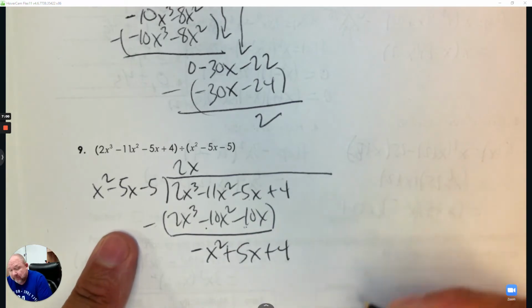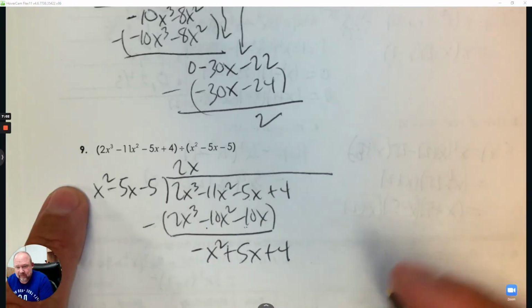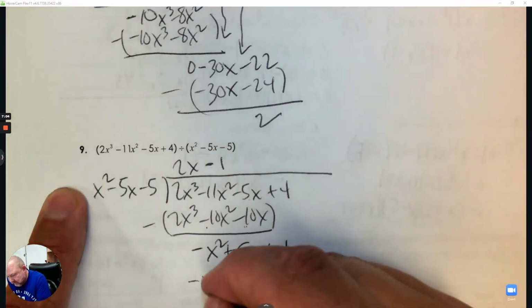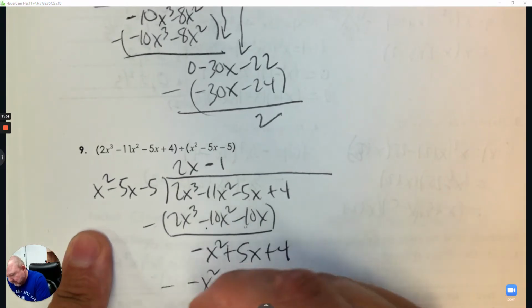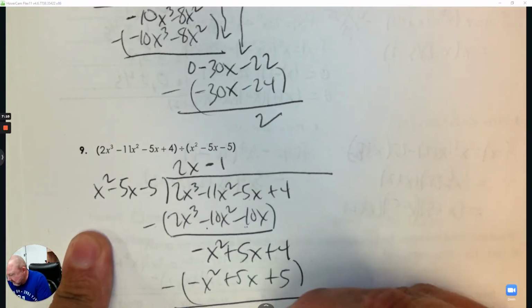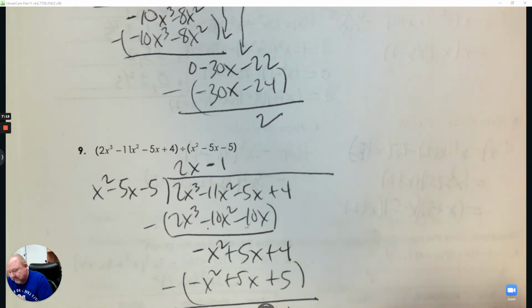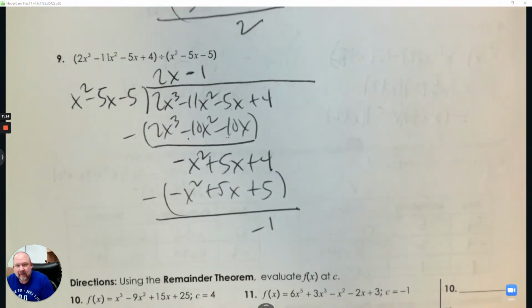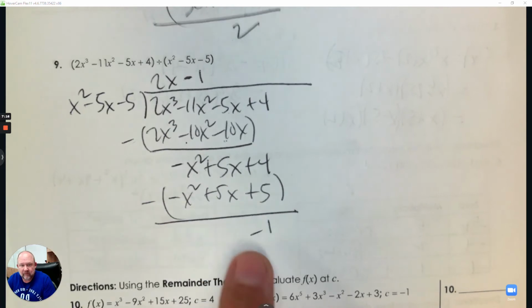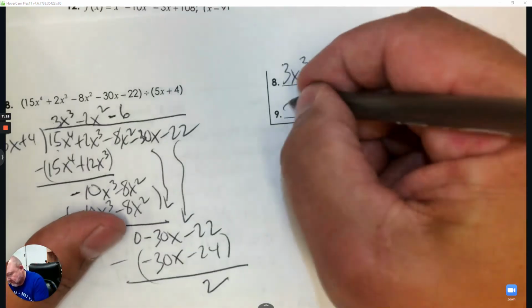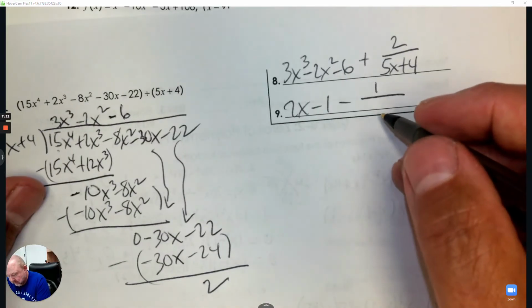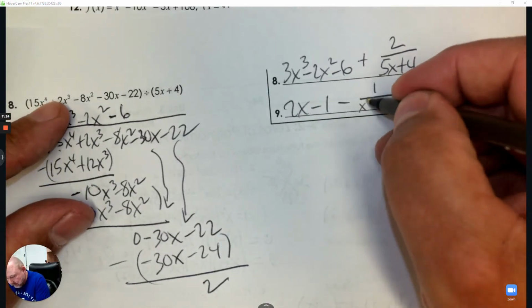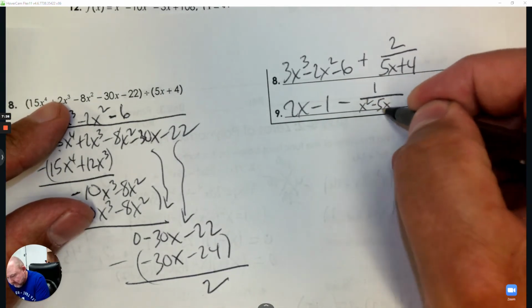Bring down the last term. And then again, divide the power terms. And you get negative, you get positive, and positive. All right. So I get left with a remainder of negative 1. So how do I write this answer? So it's 2x minus 1, and then the remainder is a fraction. So 2x minus 1, and then a fraction, which would be 1 over x squared minus 5x minus 5.